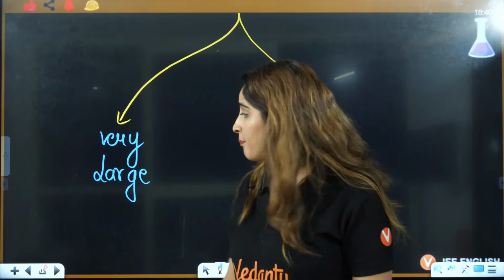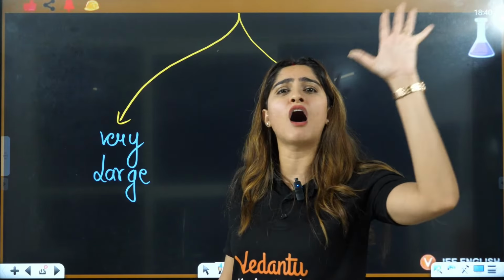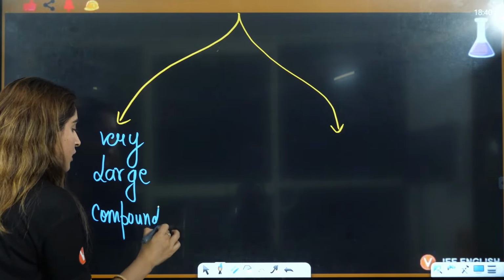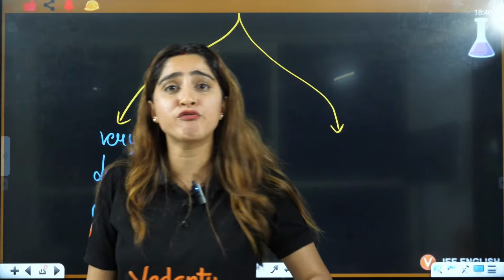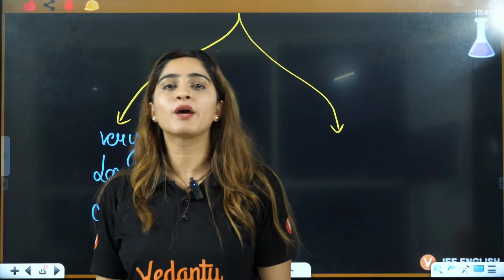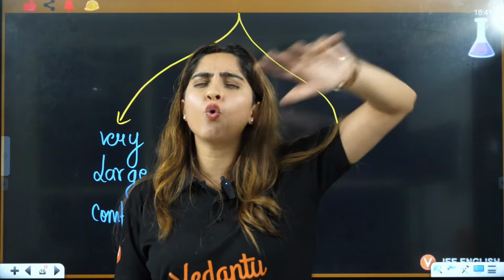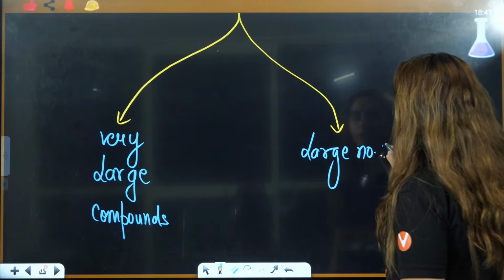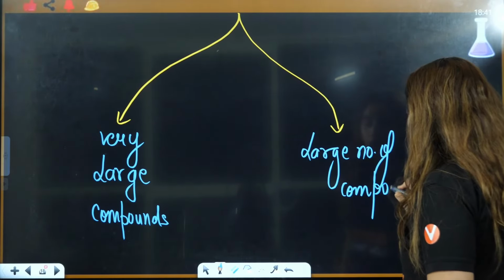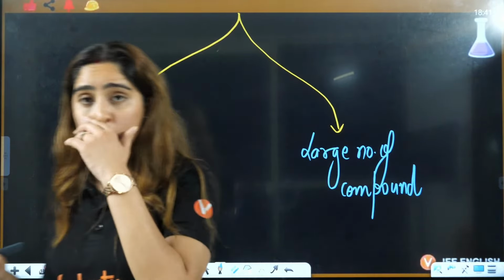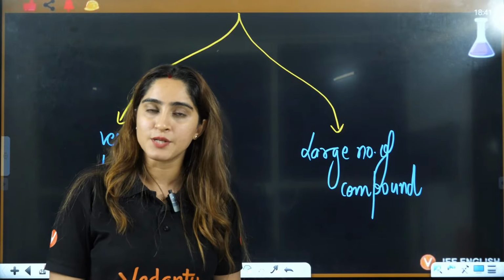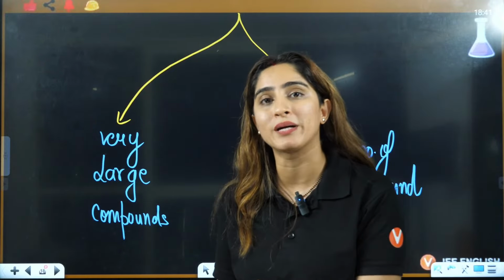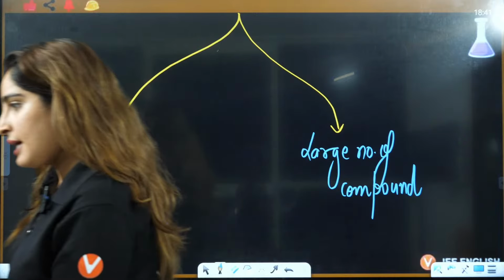Why are these polymers there? Because carbon can form very large compounds, and even if it were making small compounds, why would we have to dedicate a full branch to carbon? Because not only large compounds, it is also forming a large number of compounds. It is not only forming large and big compounds, it is also forming a large number of compounds, right? Okay, understood everybody? Because of the property of self-linking, because of the property of catenation, it is able to do so.